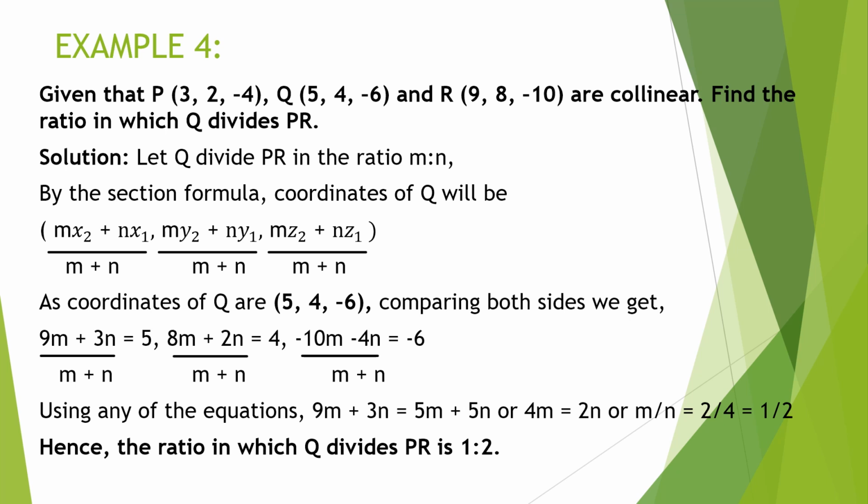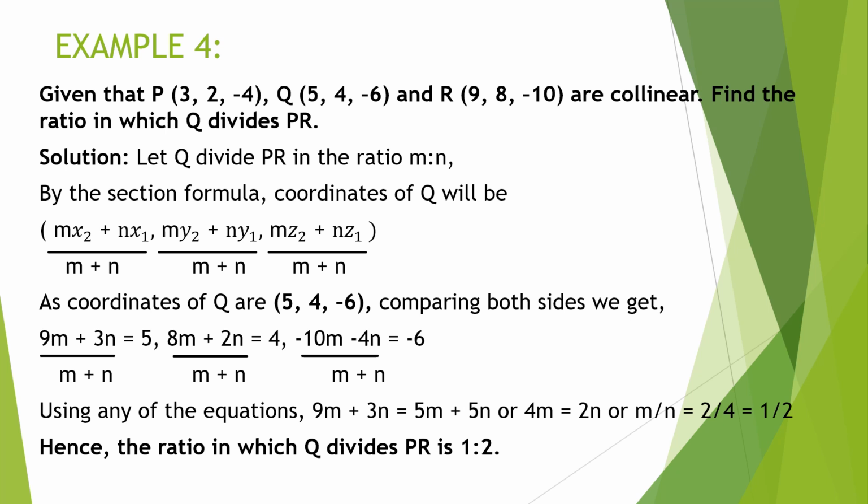So what is 5? The x coordinate is 5, which means (mx2 + nx1)/(m + n). What is x2? 9. So 9m. What is x1? 3, plus 3n upon m plus n is equal to 5. Similarly, (8m + 2n)/(m + n) is equal to 4, and (-10m - 4n)/(m + n) is equal to -6.